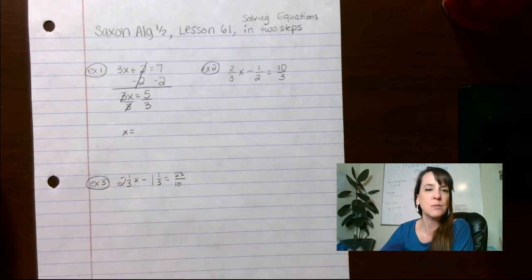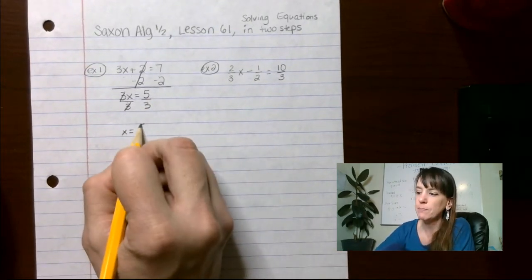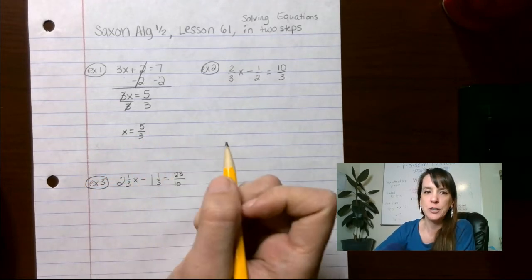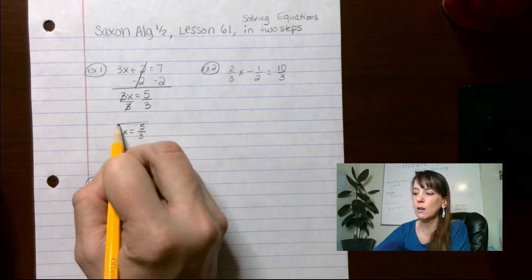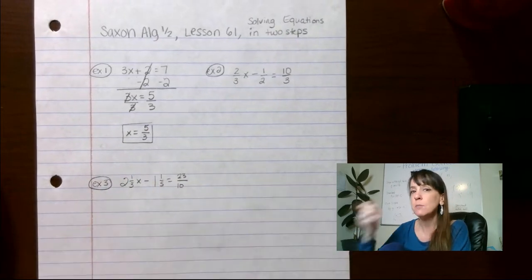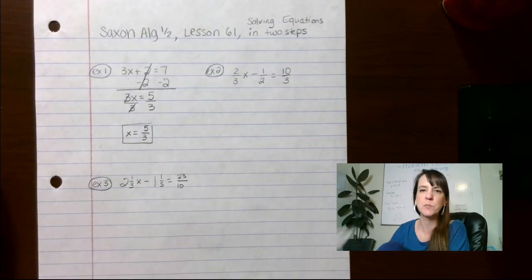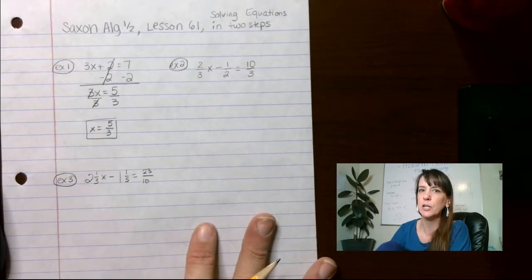5 divided by 3 doesn't really reduce down, so you just leave it as a fraction. Always leave it as a fraction. The only time you use decimals is if the problem started as decimals or if it's a word problem and decimals make more sense. Most of the time, you're going to leave them as fractions, though.